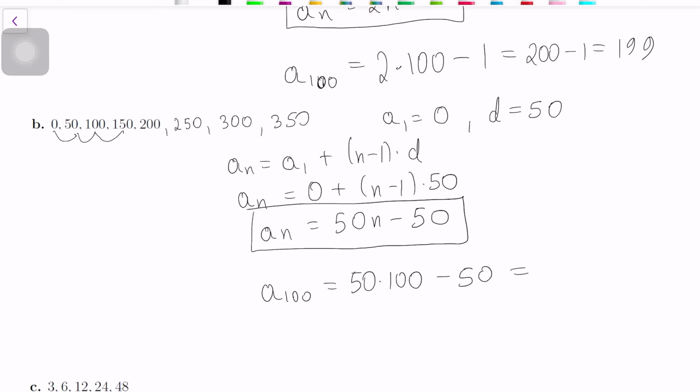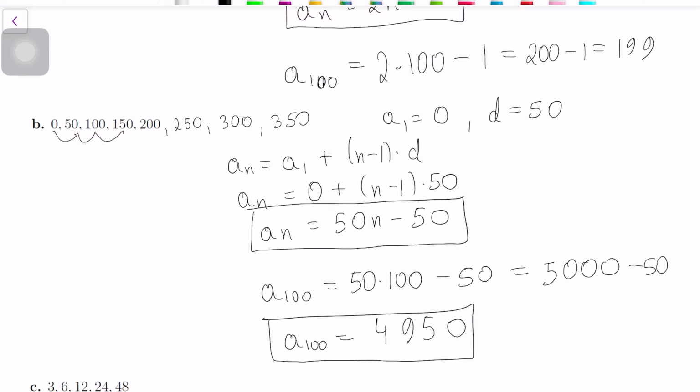So this will be add 0 to 50, right? So that's 5,000 minus 50. So that's going to be, I'm going to write the final answer, the 100th term would be 4,950. Okay.